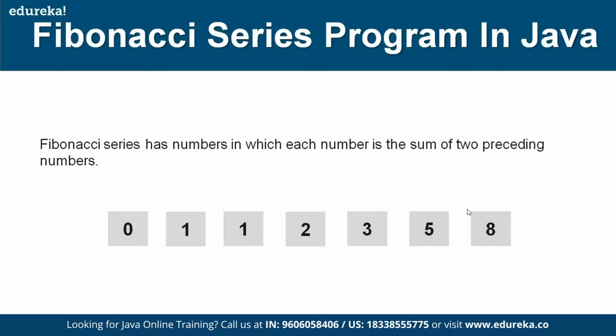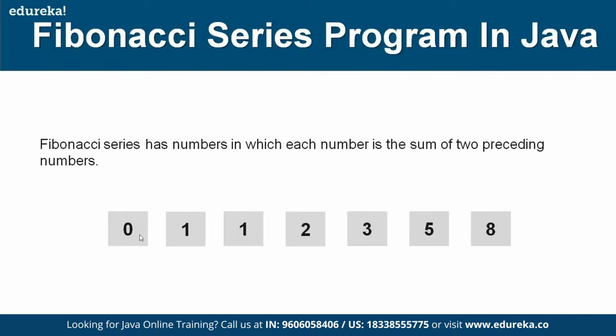So how many variables are required for us? We need to have 3 variables: the first number, the second number, and the number to be displayed. We call them XYZ or PQR, and also a count variable. One is XYZ to store the sum of the 2 preceding numbers. So we need 3 variables and another variable to find the count.